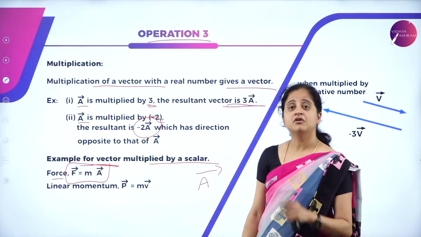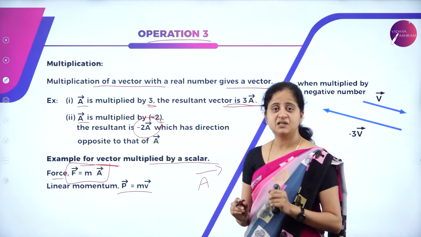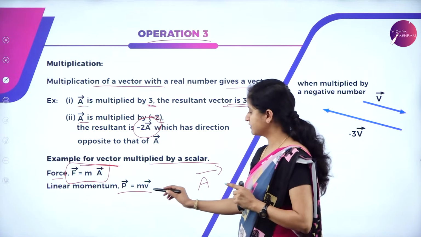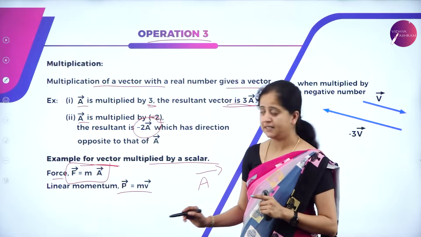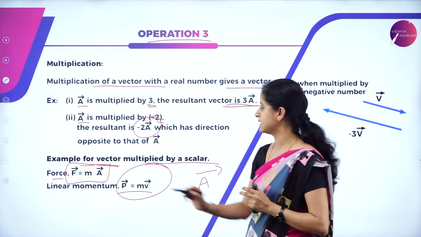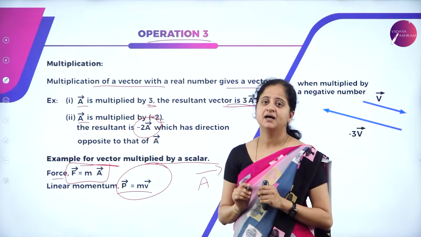So we can give an example for a scalar which gets multiplied with a vector: F is equal to m into a. What about linear momentum? Linear momentum is denoted by P. P is equal to mv is a very well known formula for all of us, where v is velocity, which is a vector quantity, and m is a scalar quantity. So this is the best example to understand a vector multiplied by a scalar.